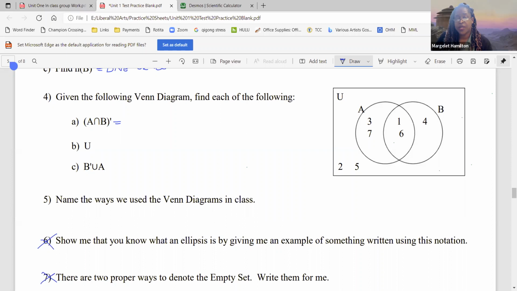All right, that's where that is. But then they want us to find the complement of that. So that means what's not in here. Do we agree? Okay, what's not in here? 2, 3, 4, 5, and 7. Okay, 2, 3, 4, 5, and 7. Is everybody all right with that? Any questions?